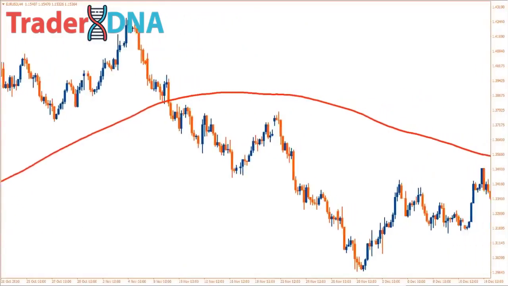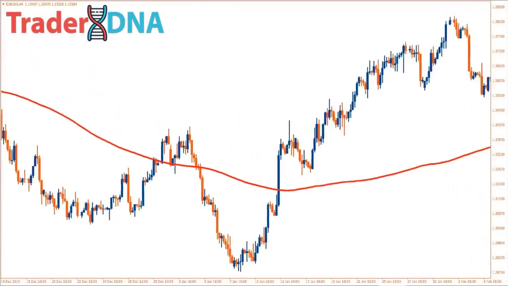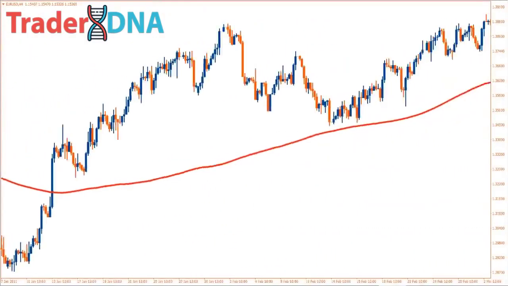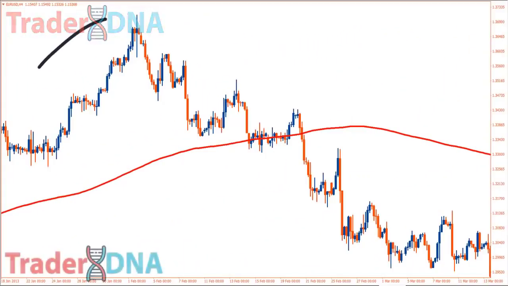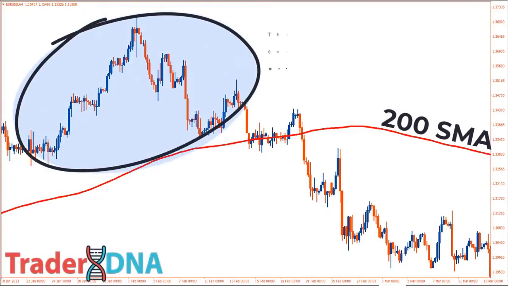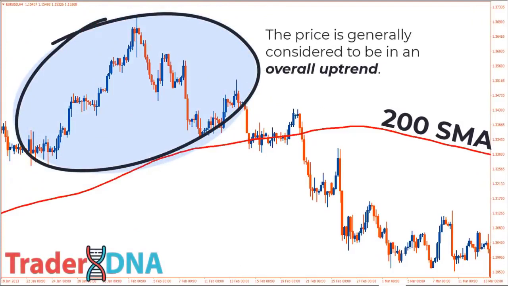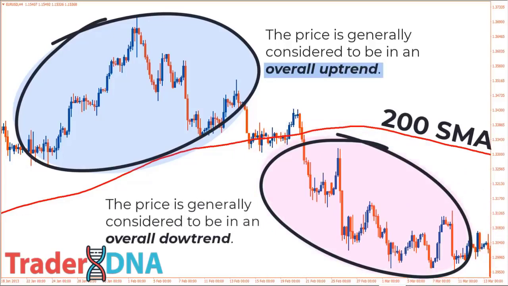The 200-day SMA, which covers roughly 40 weeks of trading, is commonly used in stock, forex, and commodity trading to determine the general market trend. As long as a currency or stock price remains above the 200-day SMA on the daily time frame, the price is generally considered to be in an overall uptrend. And vice versa, as long as a currency or stock price remains below the 200-day SMA on the daily time frame, the price is generally considered to be in an overall downtrend.